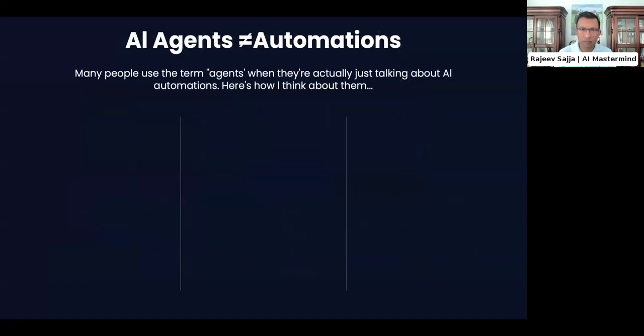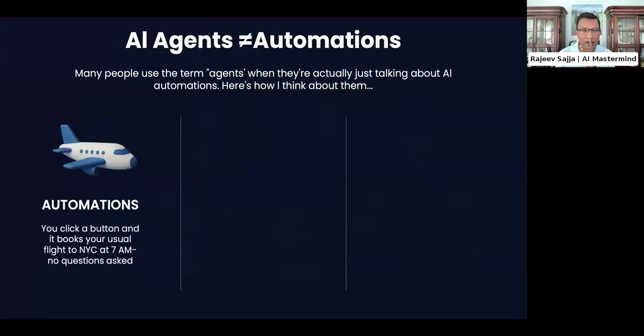Okay, so let's talk about, sometimes people think automation is AI agents. It's not. So let me give this definition, last slide before I go live. Let's say you want to book a trip. Think of automation. You click a button, you go to Google Flights, it books your usual flight to New York City at 7 a.m. and you just click a button. So it does a task and it doesn't think much about the task because the rules are set. That's an automation. It's not AI, really.